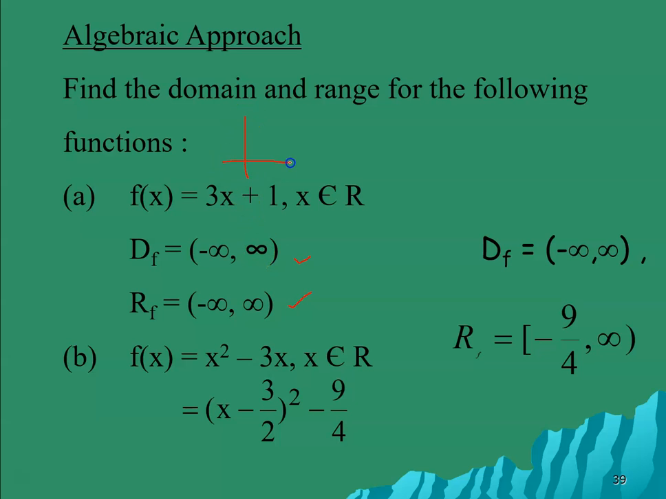the graph, the graph will be like this. Dia akan naik ke atas. It will be a straight line, naik ke atas. So it can be like this, daripada negative infinity atau positive infinity.